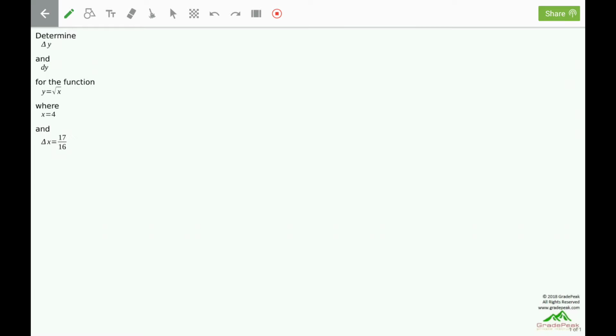Determine delta y and dy for the function y equals the square root of x, where x equals 4 and delta x equals 17 over 16. Delta y equals y of x plus delta x minus y of x. For this problem, x is a 4 and delta x is a 17 over 16.